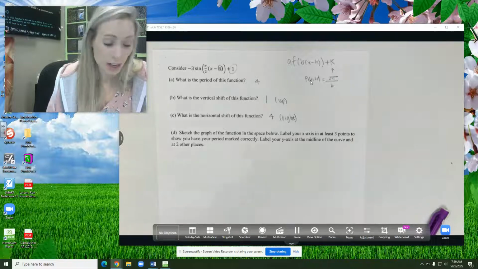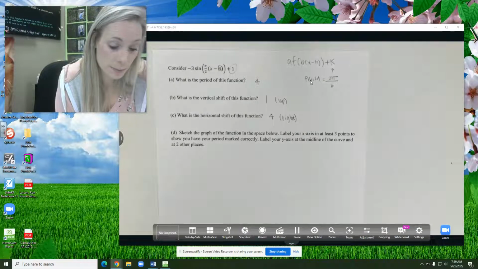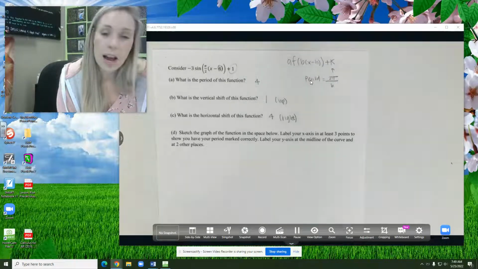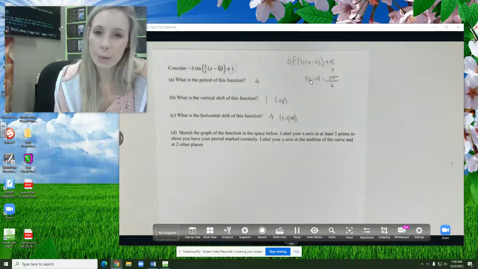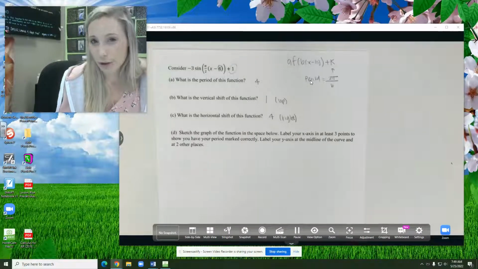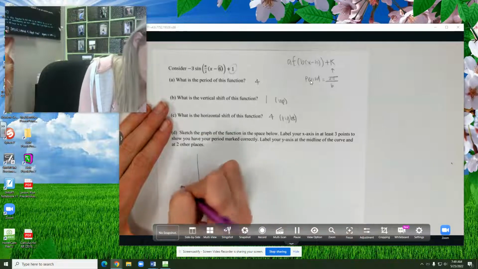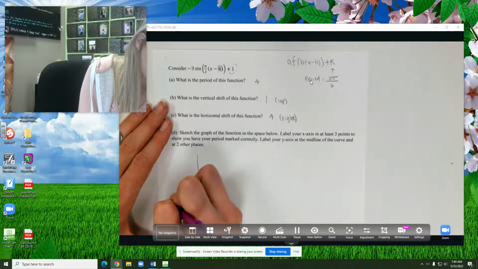Okay. So now we need to sketch the graph of the function in the space below. Label your x-axis in at least 3 points to show you have your period marked correctly. Label your y-axis at the midline of the curve and 2 other places. I'm going to graph this all by hand so that you can see how we do it, but you can always check your work on a graphing calculator. So I'm going to draw my x and my y.